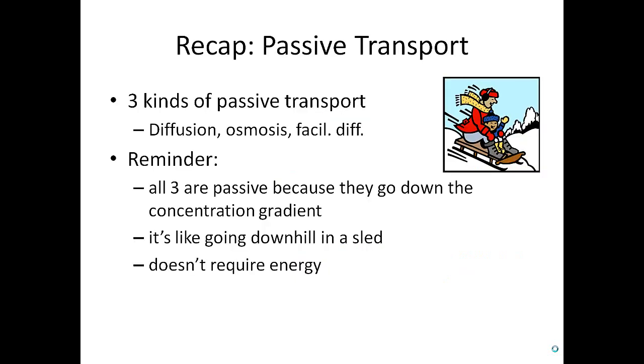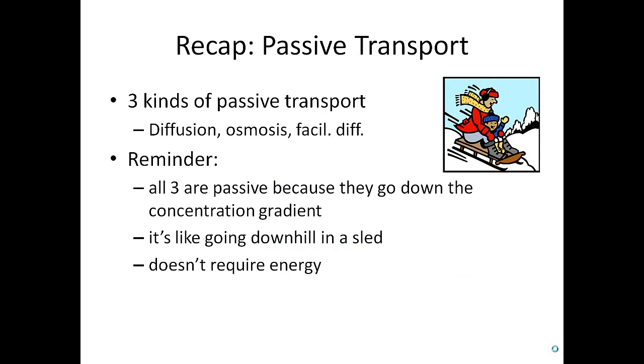To wrap up and recap before I go, we have 3 kinds of passive transport. Movement from high to low, like sledding downhill, doesn't take energy. Diffusion, just concentration from high to low. Osmosis is water moving across a semi-permeable membrane from high to low.